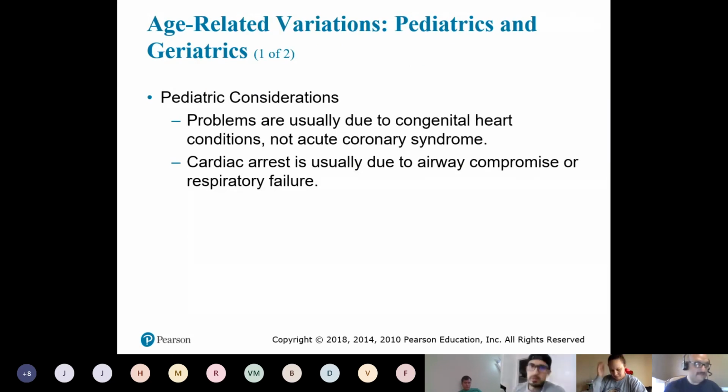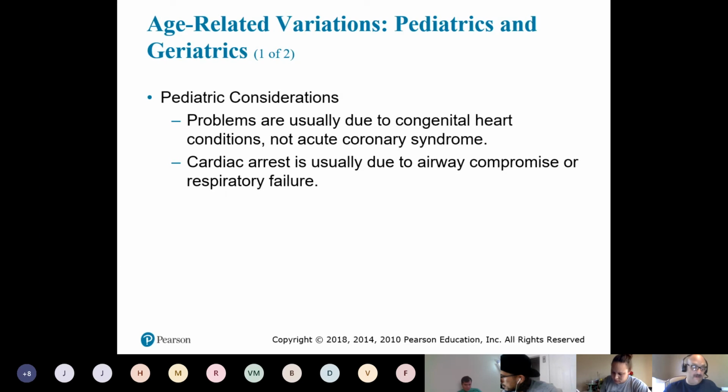Now, with kids, heart problems are not caused by too many doubles animal style. Kids, if they have heart issues, it's most likely congenital, meaning they were born with it.